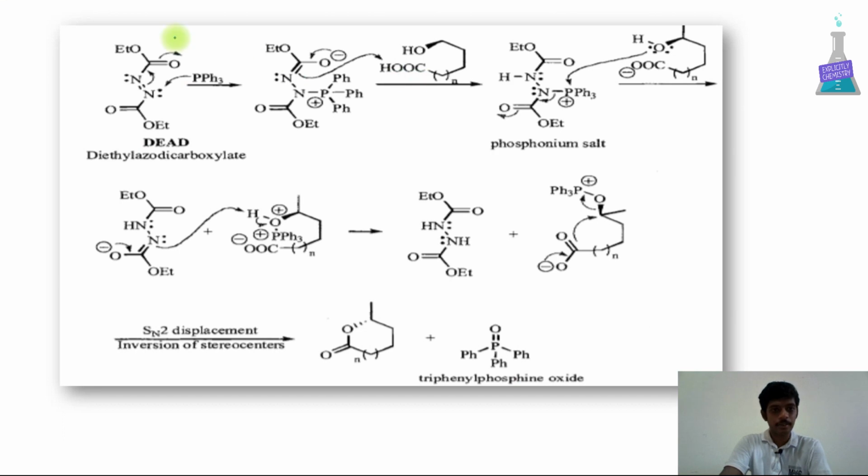Let us see the mechanism. Diethyl azodicarboxylate, this is the structure of DEAD. As in the same Mitsunobu reaction, the PPh3 is added into this nitrogen and the double bond shifts over here, forming O minus. After that, this is the starting material. This nitrogen abstracts this proton, and this O minus will come here as double bond O.